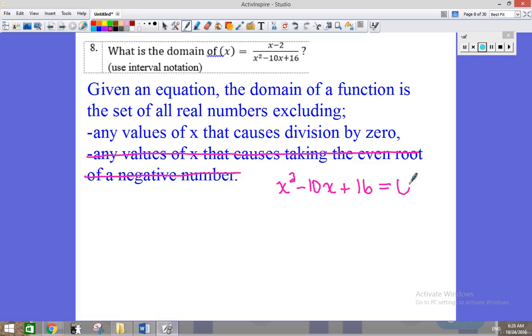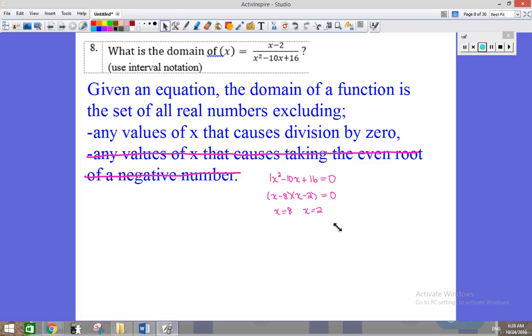So if I set that equal to 0 and solve this, factoring is the easiest way to solve it. Quadratic formula can also solve it. It's just more time consuming, especially because the leading coefficient is 1. Negative 8 times a negative 2 is positive 16, yet negative 8 plus a negative 2 is negative 10. So this gives me values of 8 and 2. Those are values I want to exclude from the domain.